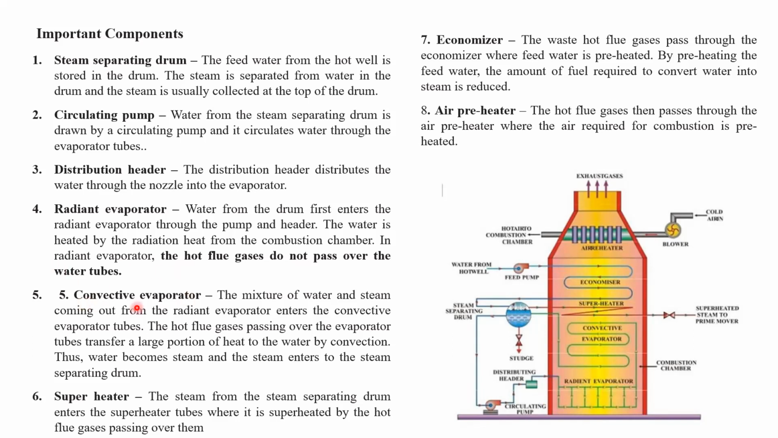That is important. Then this is the convective evaporator, where it gets heat from the flue gases, and water is getting converted into steam. And in the superheater, it is converted into superheated steam for the prime mover, the turbine. Economizer: the waste hot flue gases flow through the economizer and air heater, so that water is preheated before sending it from the drum to the furnace, so that less fuel is required, and air is preheated before sending it to the combustion chamber in the aerator. So this is about the Lamont boiler.